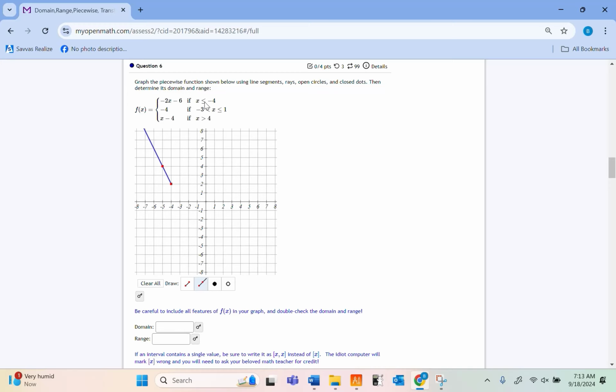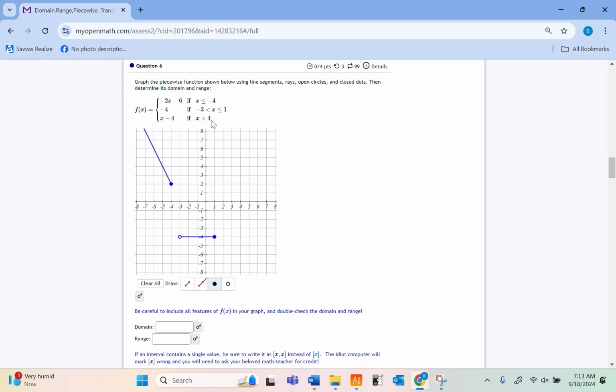All right, solid dot there. I'll put that solid dot in. What else did we have here? We had -4 from -3 to 1, so we have to use the line segment. We have an open dot here where x is -3. We have a closed dot where x is 1.